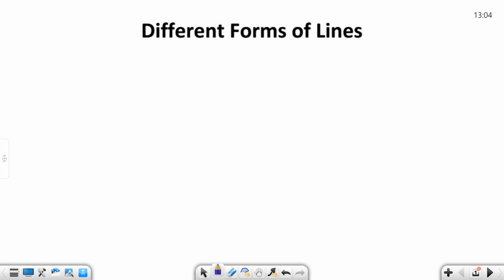In this video, we will discuss the different forms of lines. The first form will be the point slope form. If you are given a point, x sub 1, y sub 1, this is a subscript, not an exponent, all right? We often shorten that from x sub 1 to just say x1, y1, all right?